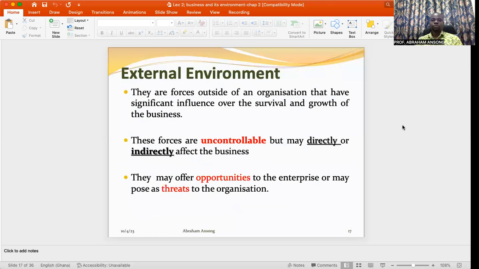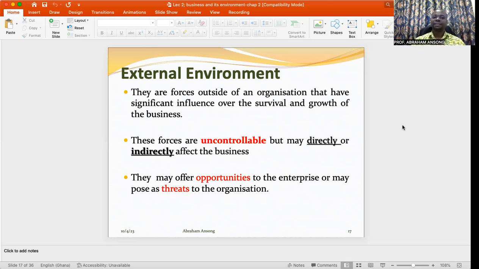All right. So let's move to the second side of business environment that we can have in an organization. We said we had two major types. So far, we've looked at the internal environment. The next one is the external environment. So there are forces outside of an organization that have significant influence over the survival and growth of the business. So there are also forces, but they occur outside of an organization. They tend to have significant influence on the survival and growth of the organization.